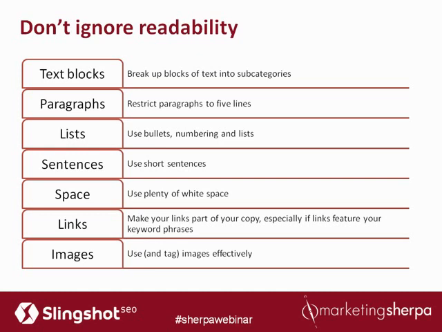First, those text blocks, break them up, figure out how you can break that text up into categories. Restrict your paragraphs to, say, 5 lines. Use lists, bullets, numbered lists. Search engines and people like lists. Short, clear sentences, lots of white space. Links, figure out how you can naturally insert your links into your copy, especially if you're using keyword phrases. And finally, use and tag your images effectively.